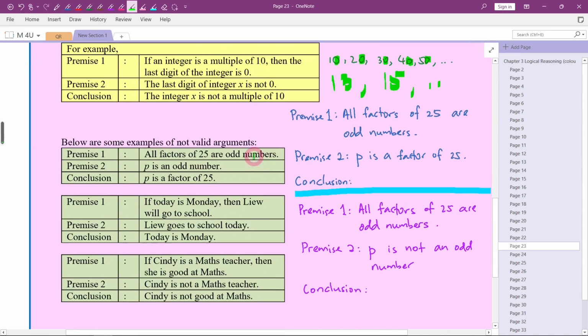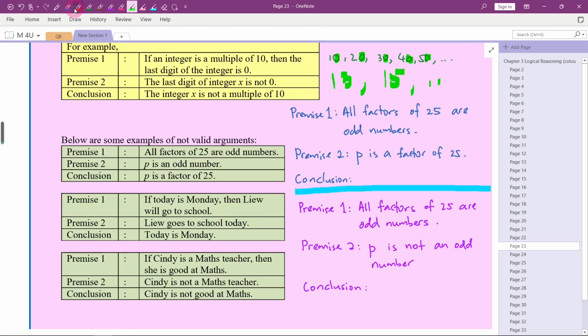Now let's look at this example. All factors of 25 are odd numbers. Try to think, what are the factors of 25? You learned it in form 1. It will be 1, 5, and 25, right? You will notice that all the numbers here are odd numbers. So the premise 1, no problem, correct. All factors of 25 are odd numbers.